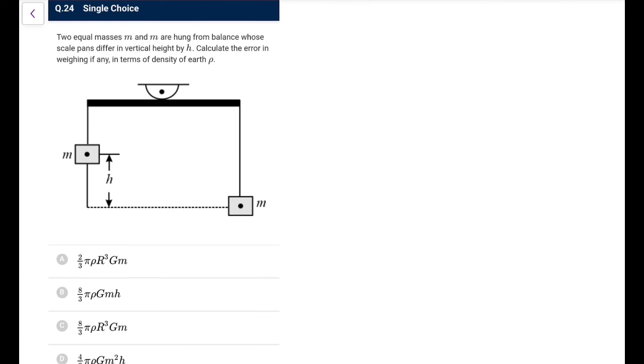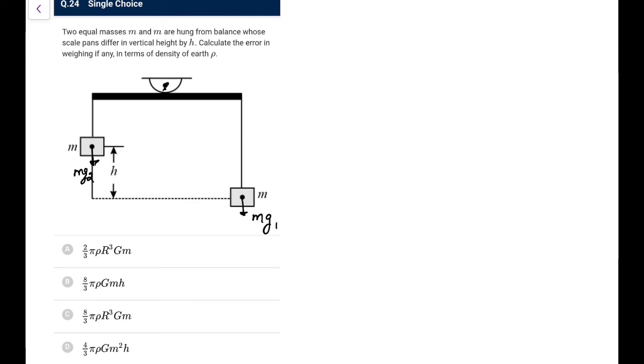Two equal masses m are hung from a balance, whose scale pans differ in vertical height h. Calculate the error in weighing, if any, in terms of density of earth ρ. Because the height is given, here I will write mg at the first location, and here m into g at the second location. Even though it appears it will balance if the mass is the same, the g would be differing, so the error in the measuring, that is Δmg, I can say is mg₁ minus mg₂.